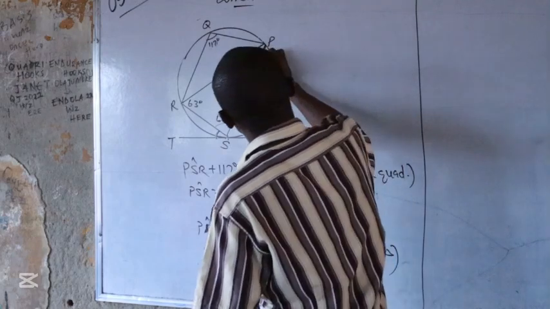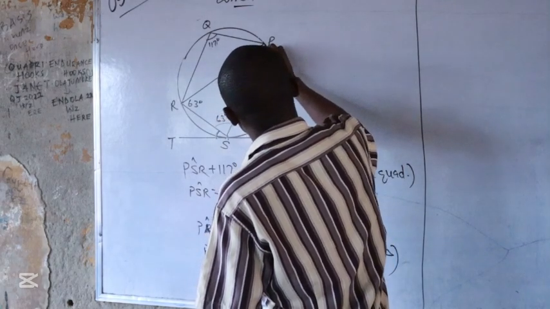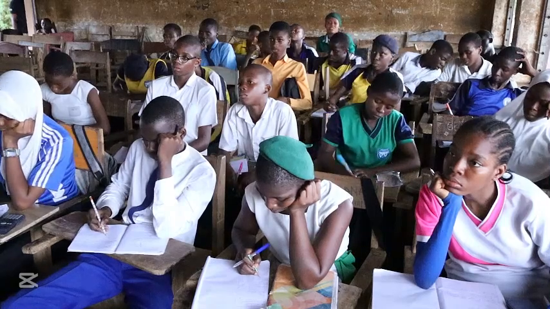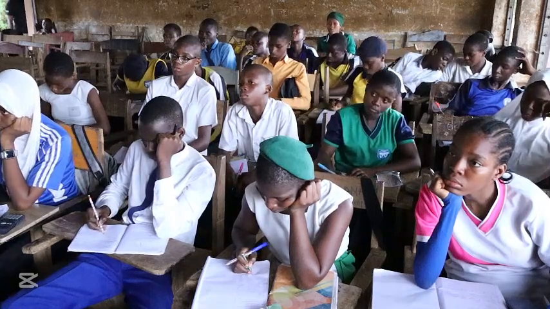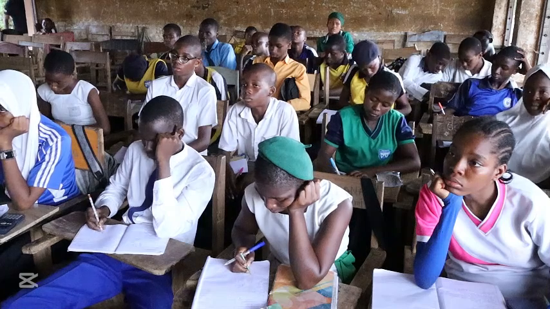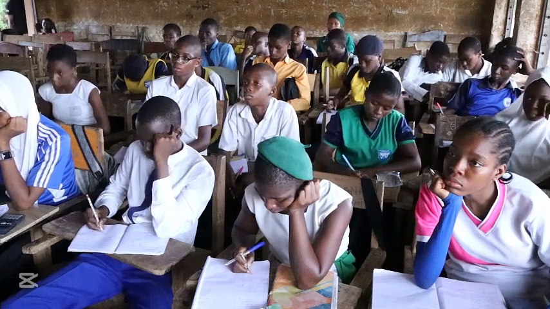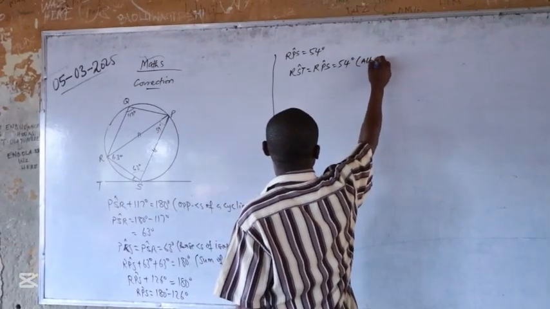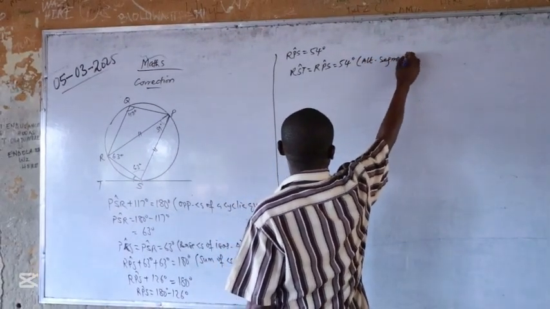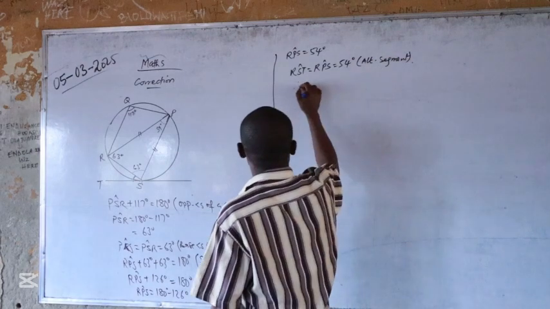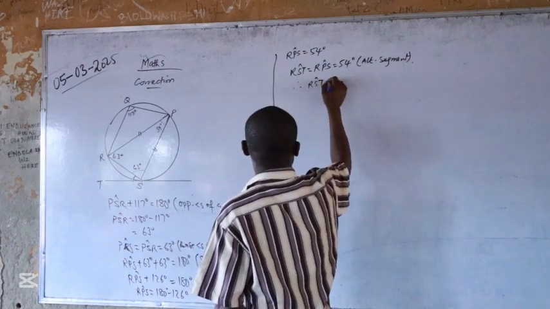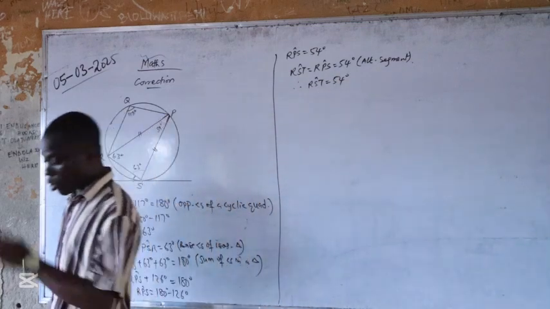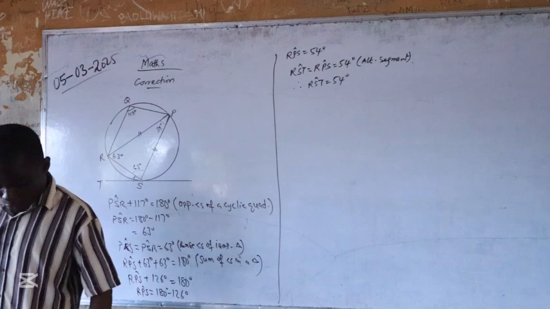So if this angle is 54 degrees, now don't forget that this angle is in the alternate segment to this RST. RST is equal to RPS, which is equal to 54. Reason: alternate segment. And that is the answer. Therefore, RST is equal to 54 degrees. Is that the answer? Yes, sir. Okay, that is how to solve the first one.